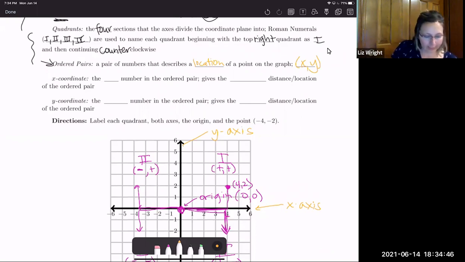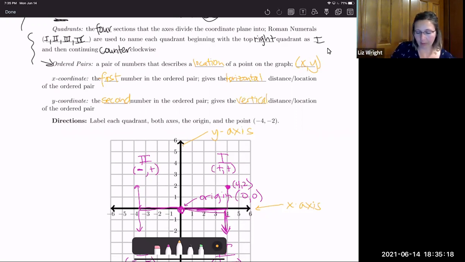The x coordinate is the first number in the ordered pair, and it gives the horizontal distance or location of the ordered pair. And the y coordinate, which is the second number, gives the vertical distance or location of the ordered pair.